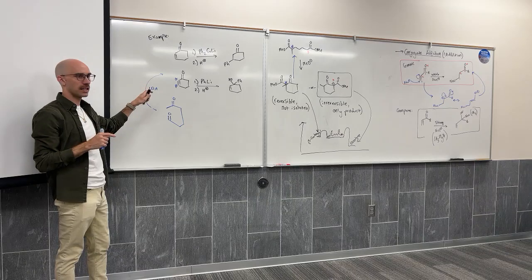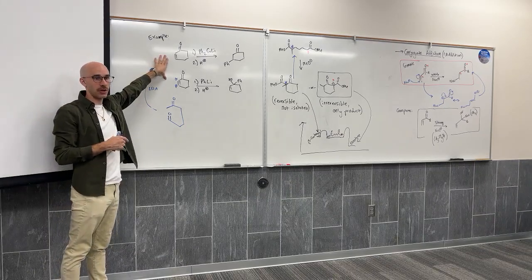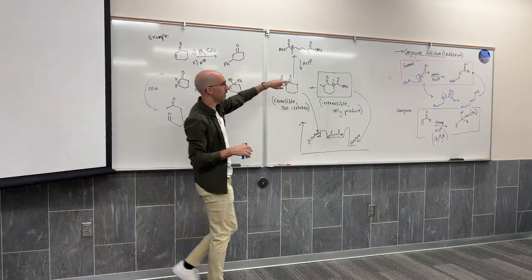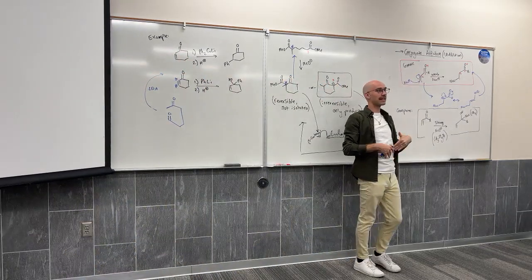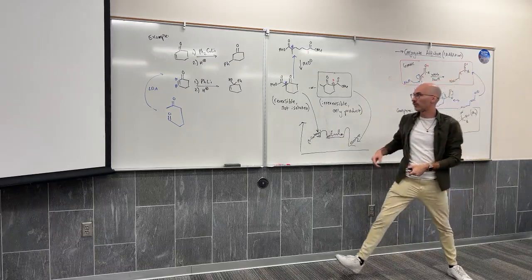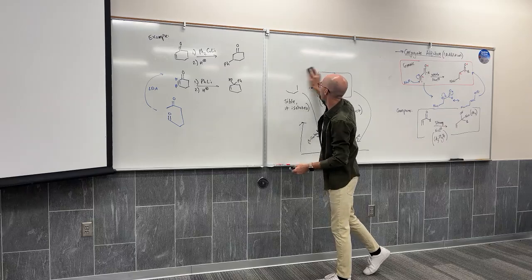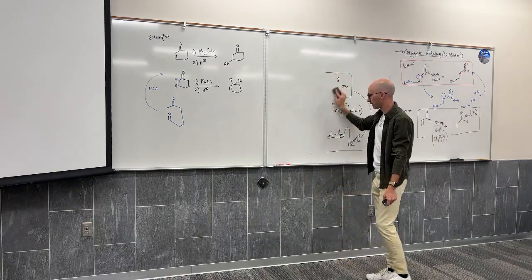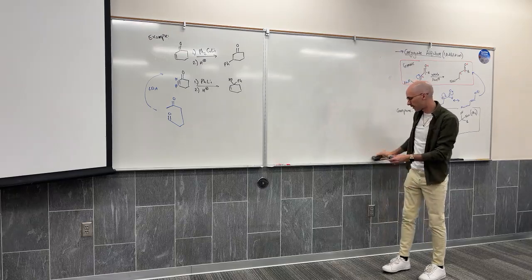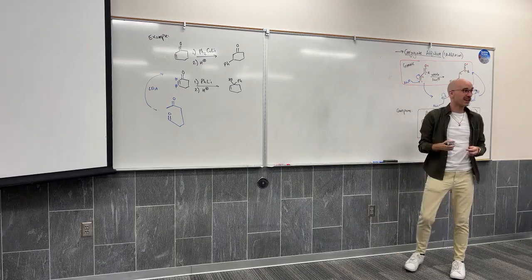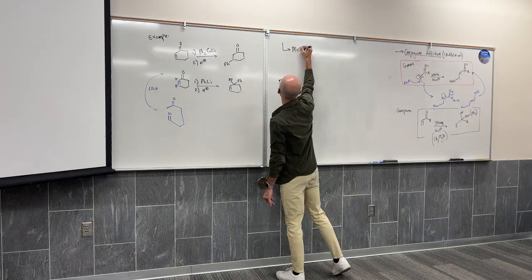So the reason conjugate addition is coming up right now is because we just learned how to make these starting materials. So we can synthesize an alpha-beta unsaturated carbonyl, and then we can react that alpha-beta unsaturated carbonyl to do conjugate addition. Okay, there is a subset of conjugate addition, and it's called Michael addition.